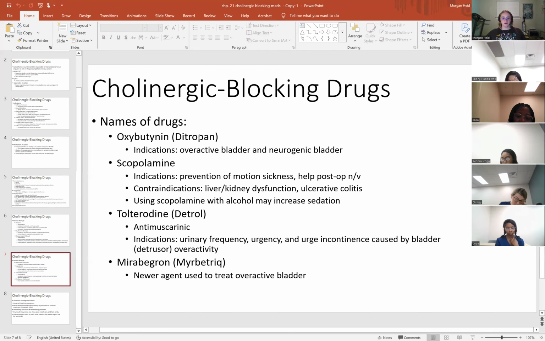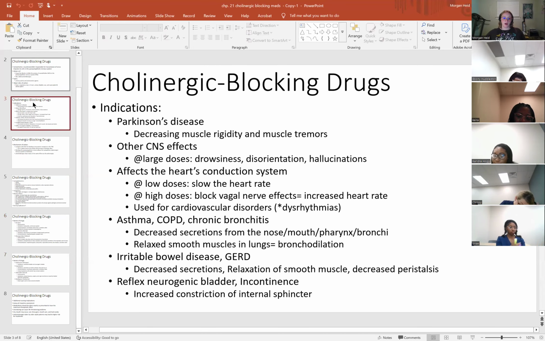This one right here, oxybutynin, we've probably heard of that one. That one is going to be for my overactive bladder. So again, that would be going back to, where is it on here? Right here with the incontinence. So the oxybutynin is going to be the one that's going to do this. Okay.